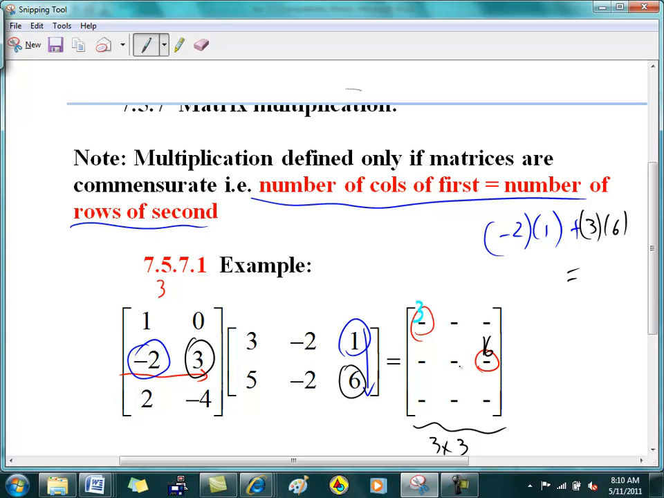This one here? No, so first you ask yourself, what row is this in? Second row. So you're going to go in the second row. Which column is it in? Sorry? Second one, so it's going to be this column. All right? So can you finish this matrix up, please?